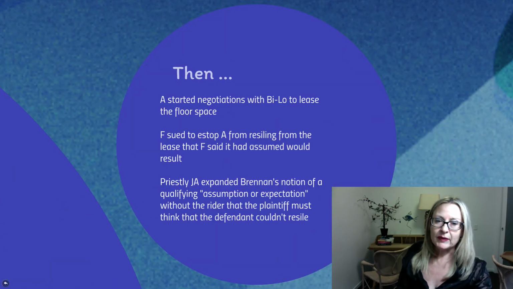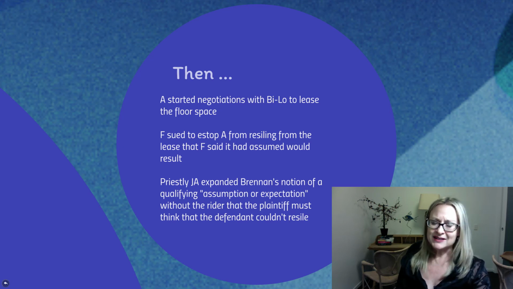Then, obviously, because Ostertell was having difficulties with the financier, they thought, well, let's try and find someone who will commit to a lease. So they started negotiating with Bylaw to see if they would actually sign on the dotted line. Franklin's then got pretty ticked off that Ostertell had approached Bylaw, and they sued to stop Ostertell from backing out of the lease deal. Franklin's said, we assumed that the lease was going to result. We've done all these acts in reliance that the lease was going to result. And to the court, please stop Ostertell from backing out now.